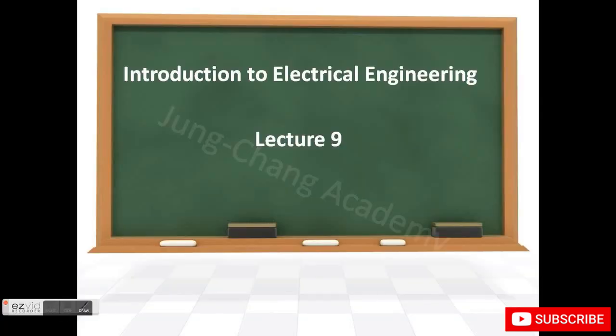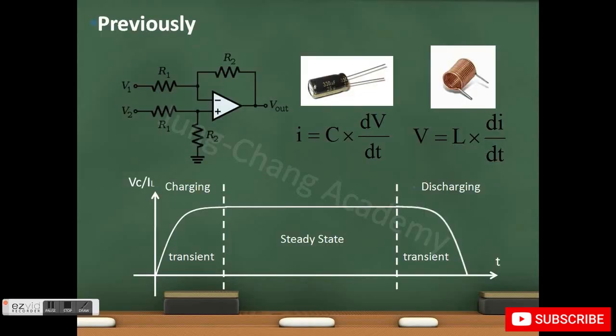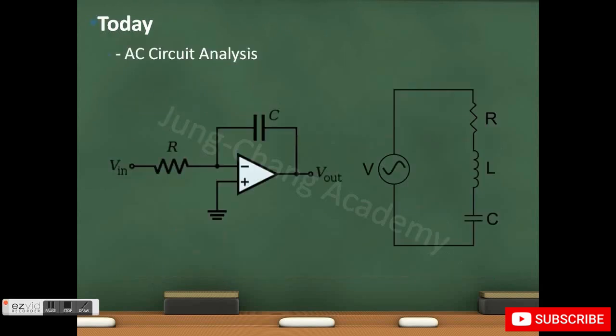Welcome back to Introduction to Electrical Engineering. In the last 8 lectures, we learned how to analyze an op-amp circuit with resistors. We also learned the characteristic behavior of inductors and capacitors. So today and in the next lecture, we're going to slowly guide you to be able to analyze an AC circuit with resistors, capacitors, and inductors.